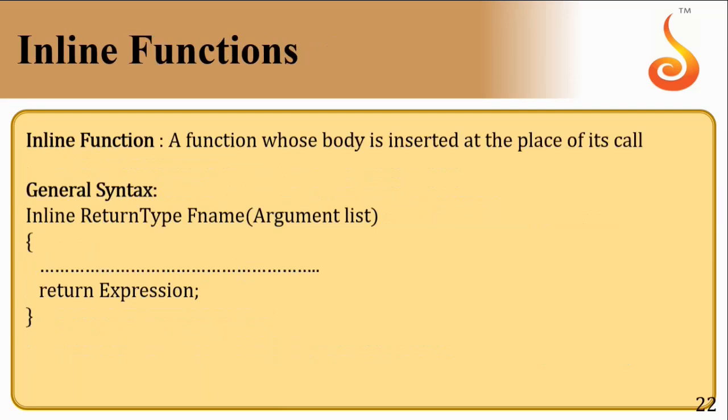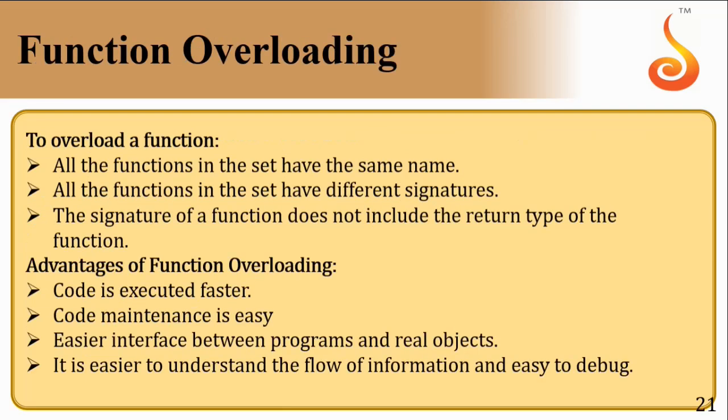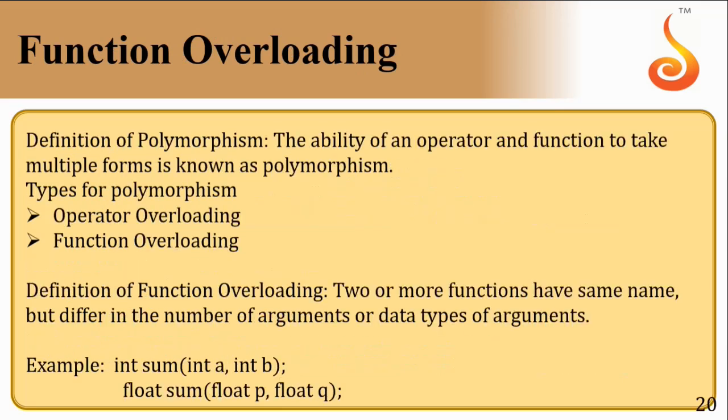So let me write one small example. Anyway, in this example you can write int a comma int b. That is an example, you can write p and q.